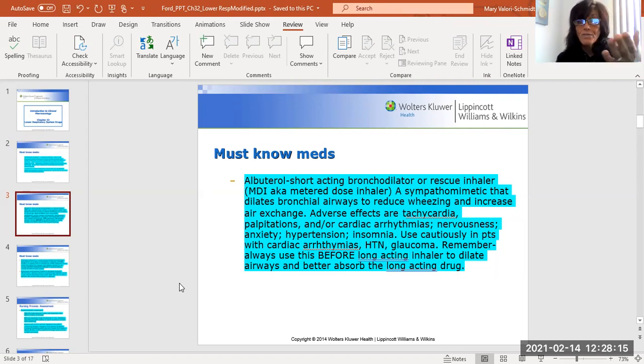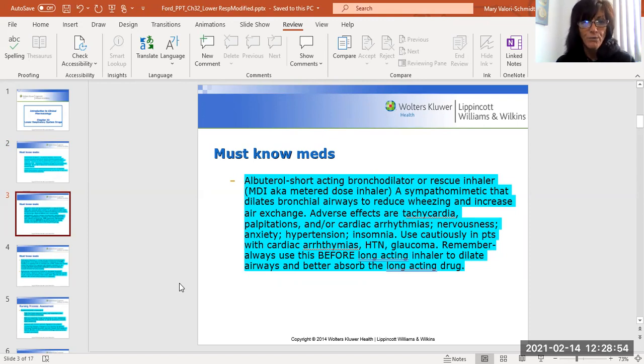But they should know that adverse effects are tachycardia, palpitations, cardiac arrhythmias, nervousness, anxiety, jitteriness, hypertension, insomnia, those kinds of things. Most of these respiratory meds have those adverse effects potentially, right? But do you want to be able to breathe and be a little jittery? Or do you want to not be able to breathe, right? So again, everything is risk versus benefit. And when we look at these meds, if they have a little bit of nervousness or anxiety for a few moments after use, but the drug relieved the asthma attack, then that is a win, right?